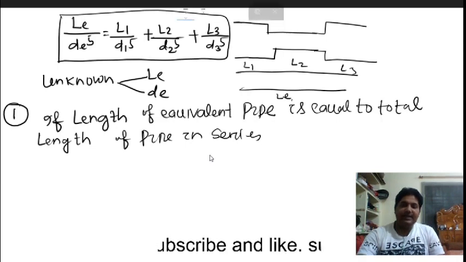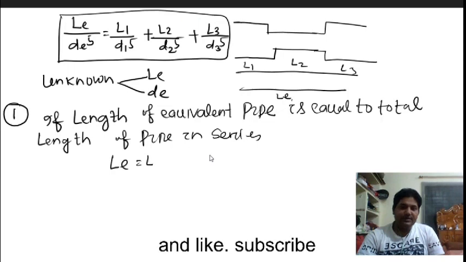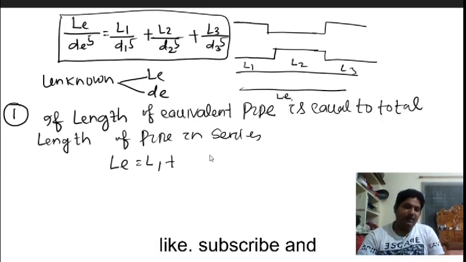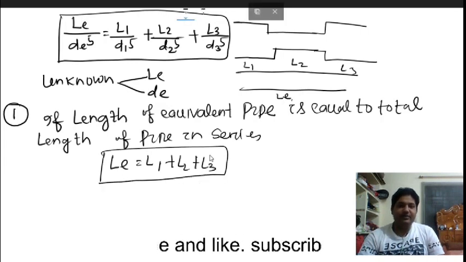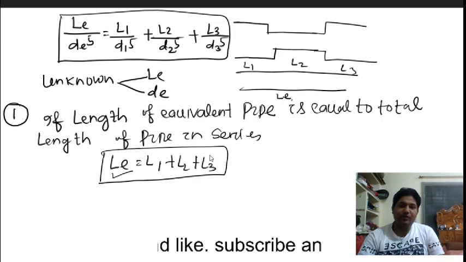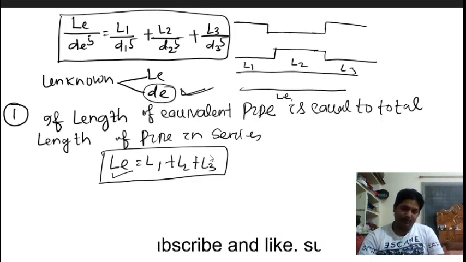So I am telling you, the total length LE will be equal to L1 plus L2 plus L3. This is the length of the equivalent pipe. You can assume this one, this can be known to you. Only the unknown parameter will be the equivalent diameter, so you can find out this one.